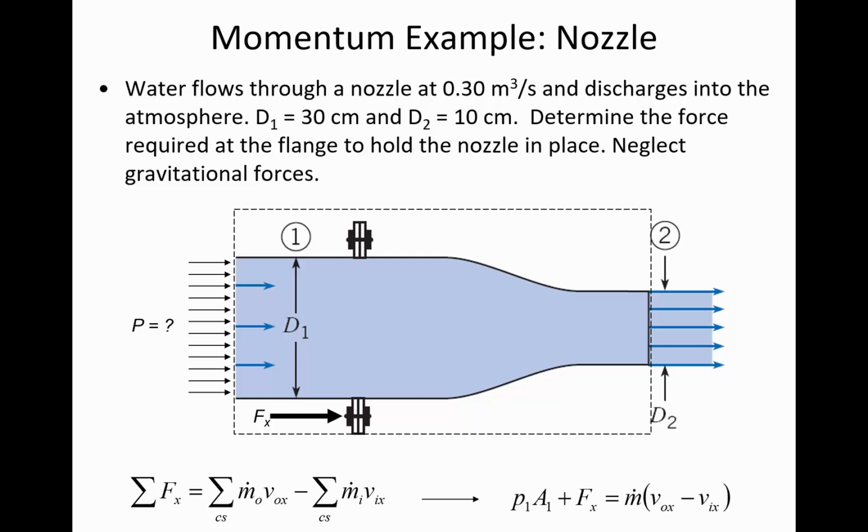All right, good. Khalid says V is Q divided by A, and he's exactly right. We do know the flow rate, so you're going to find V in by 0.3 cubic meters per second divided by A1, which you get from this given diameter, and then the V out will be the flow rate divided by the area at 2. So that's the continuity equation, is how you're going to find the velocity.